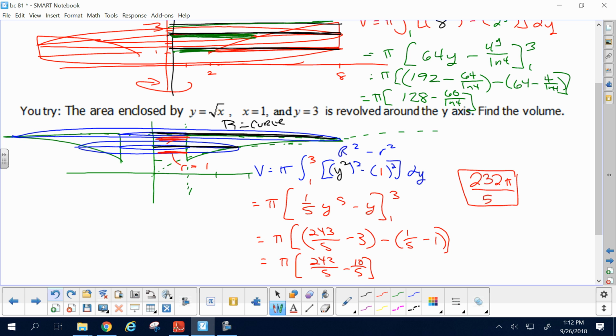Pi 1 to 3? The values have to be y values because y is the variable of integration. So the region starts at a low point of y equal 1 because that's where x equal 1 starts the region. It ends at y equal 3 because that's the upper bound. Okay? So y values, be careful not to use x values in this case.